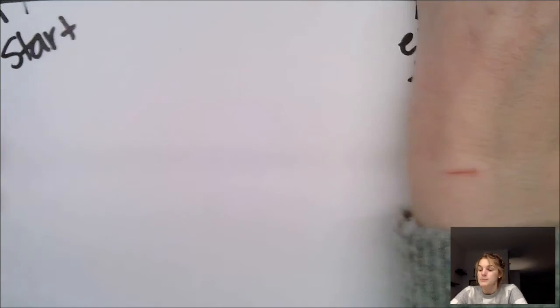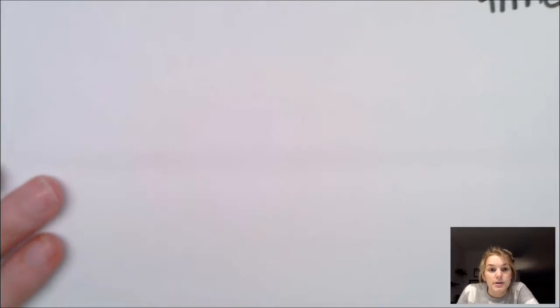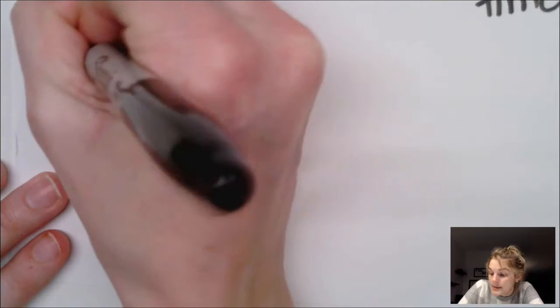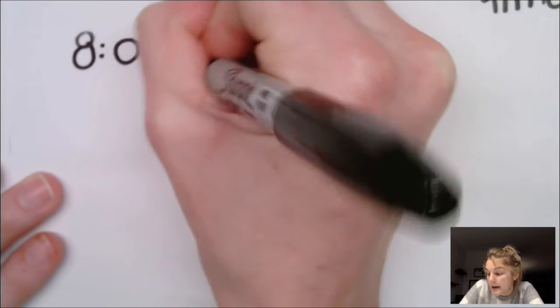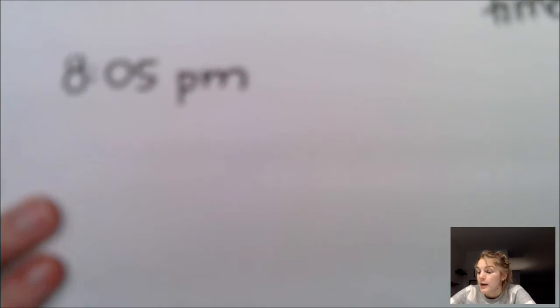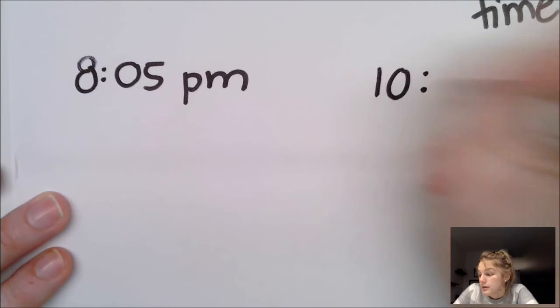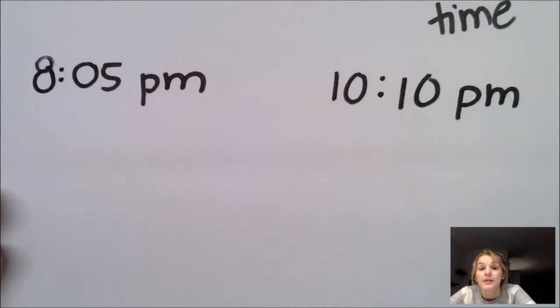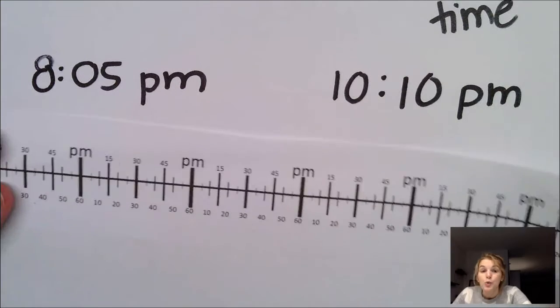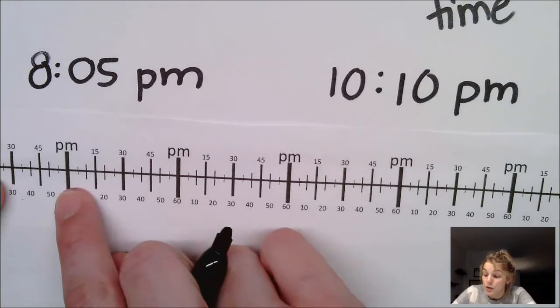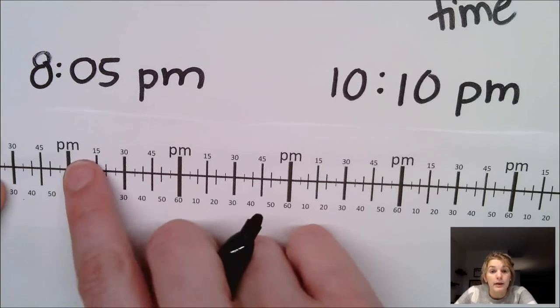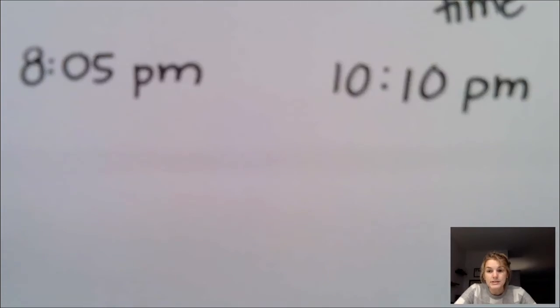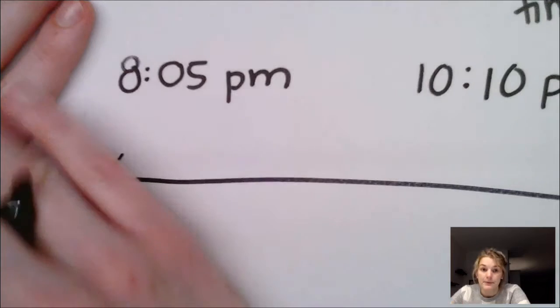What these problems look like is I told you that they could give you a start time. Now let's say that our start time is 8:05 p.m. And we know that our start time is 8:05, and let's say our end time is 10:10 p.m. Now your job is to create this timeline. If you wanted to, you could use this to help you, and you could start off at 8:05 and mark that here. But you're not always going to have this with you.